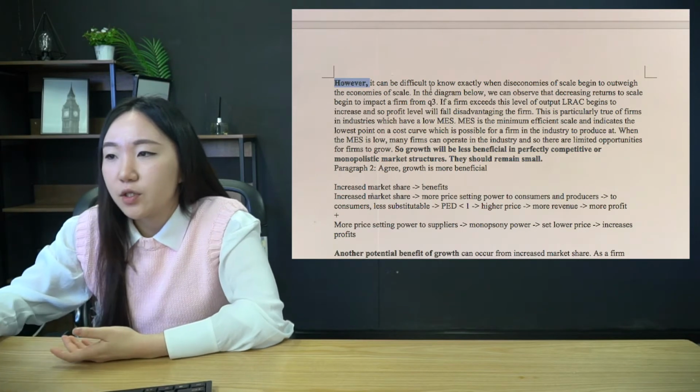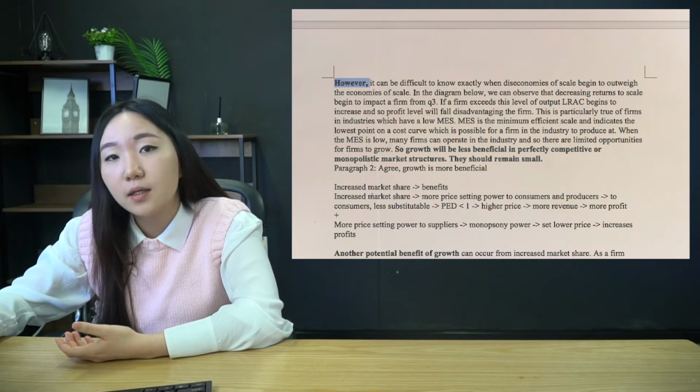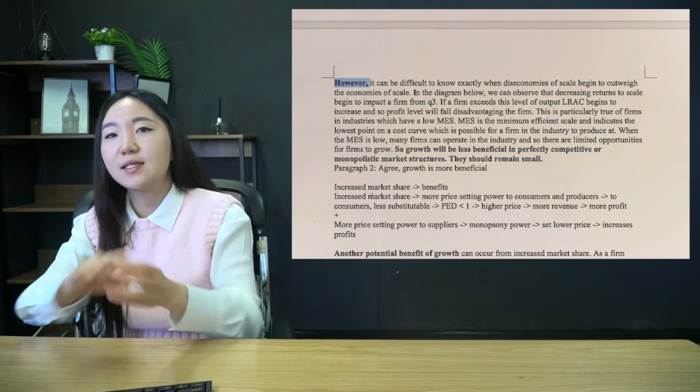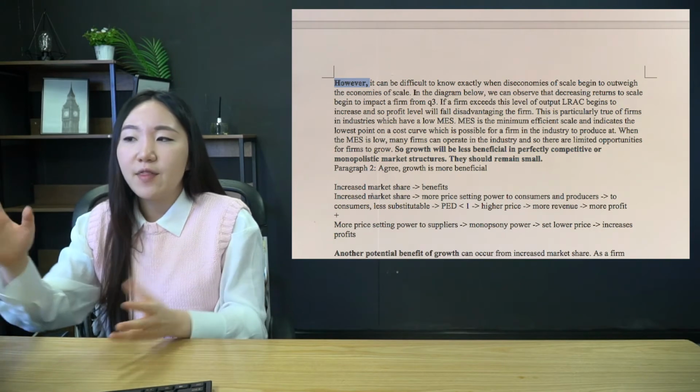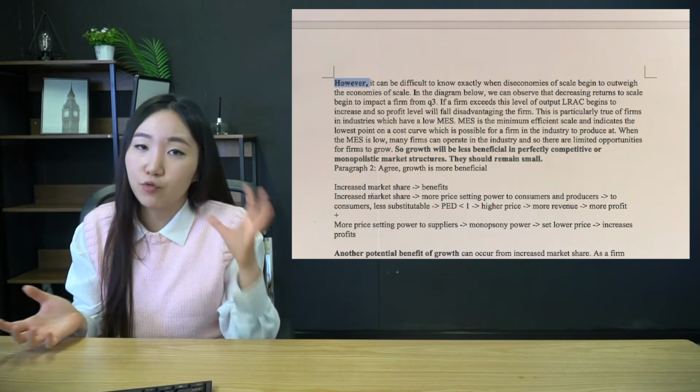However, it can be difficult to know exactly when diseconomies of scale begin to outweigh the economies of scale. Remember, there are always diseconomies and there are always economies. It's not a matter of one appears and then disappears and then the other one appears. They always exist. It's just a matter of which one is currently greater, okay?